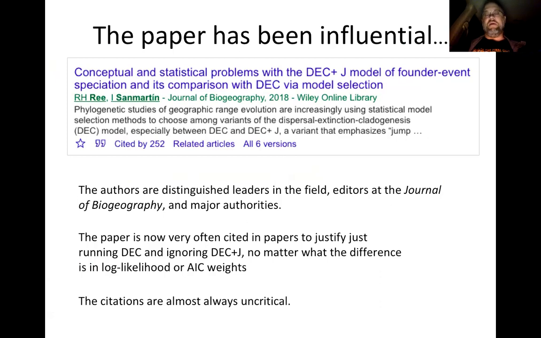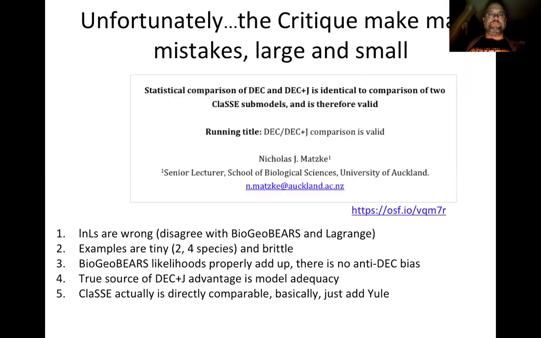And the paper is now very often cited to justify just running DEC and ignoring the DEC+J model, and not even doing statistical model comparison in terms of log likelihood or AIC weights. Most of the citations, when you look in the literature, are pretty critical. Some of them are kind of agnostic, saying there's a debate, who knows, but we're just not going to run this model comparison because it's under dispute. So anyway, this paper, Matzke 2021, is online at OSF. The point of this paper is to convince you otherwise. So go read this paper. This talk is an advertisement for this paper.